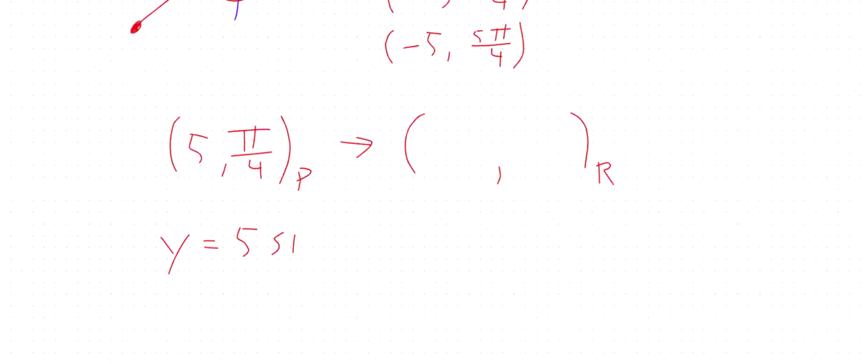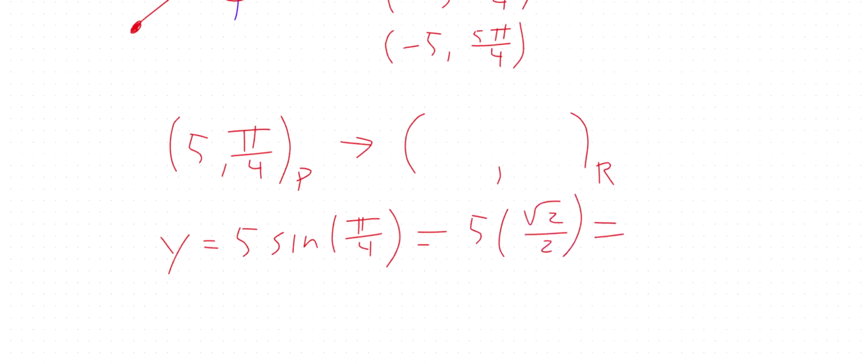And since we started this, let's change our 5, 5 pi over 4 from polar into rectangular. So knowing your trig here is going to be extremely important. So we know r and theta. So let's use our equations. Y is r sine of theta, and sine is negative square root of 2 over 2. So therefore, -5 square root of 2 over 2.